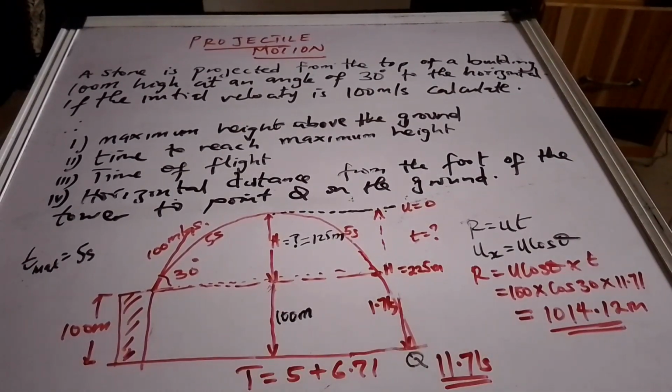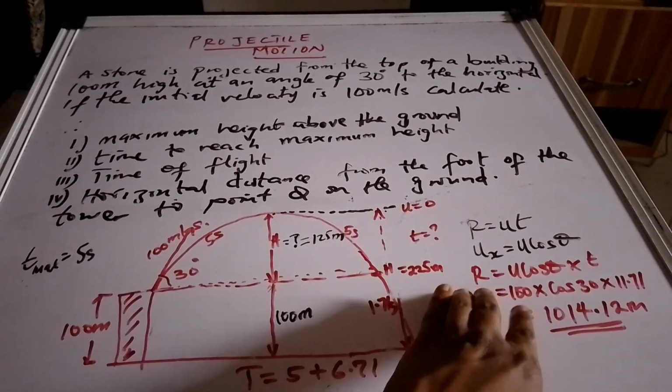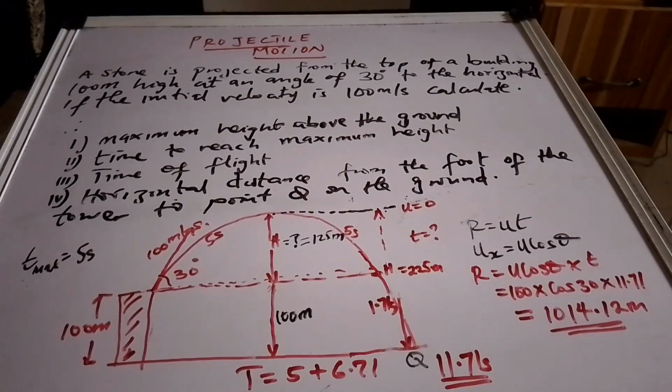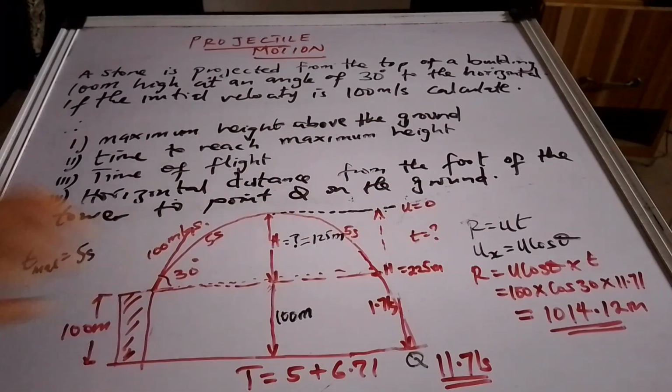Anytime we are given projections of this form, this is how we find our range. R is going to be u cos theta multiplied by t. But if the object lands on the same horizontal level as in the previous examples, then we can use r equals u square sine 2 theta over g.